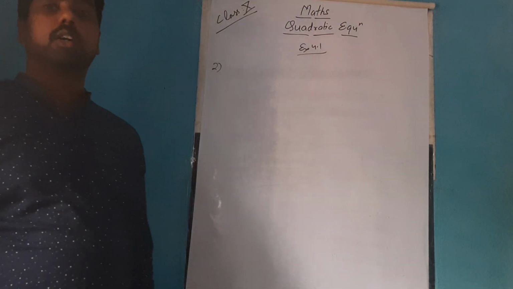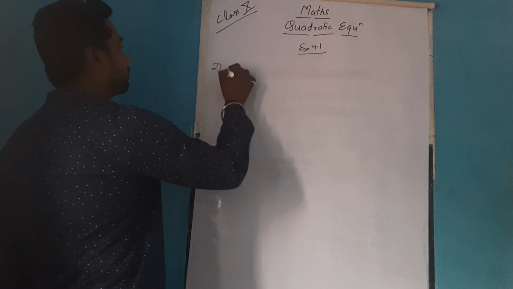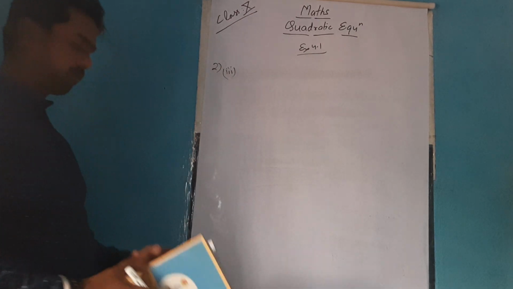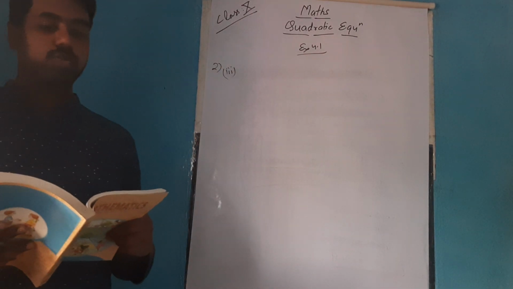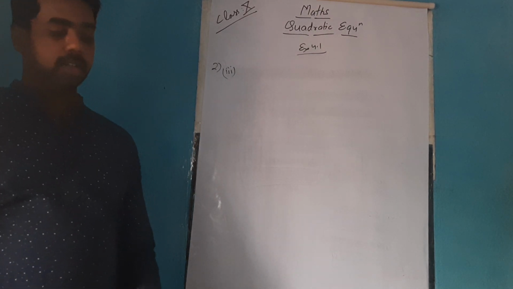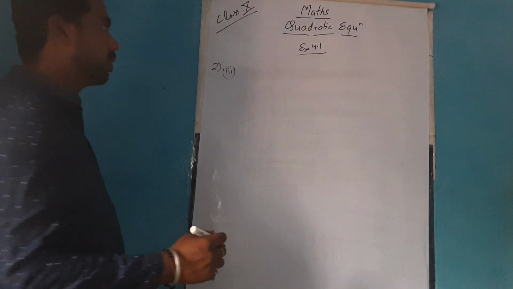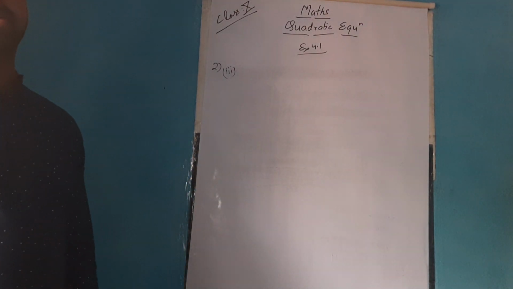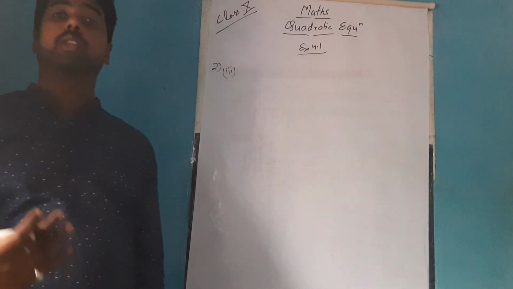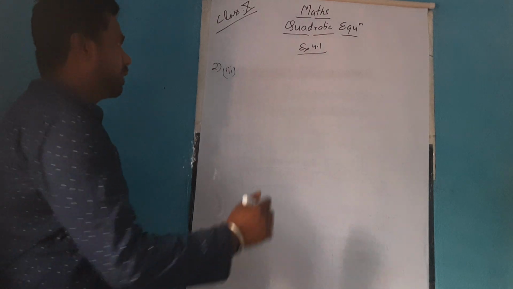Now moving towards the third part. The third part says that Rohan's mother is 26 years older than him. Just try to move according to the statement. It is asking of two persons, Rohan and Rohan's mother. So Rohan's mother is 26 years older than Rohan. It means whatever the age of Rohan is, Rohan's mother will be 26 years older than him.